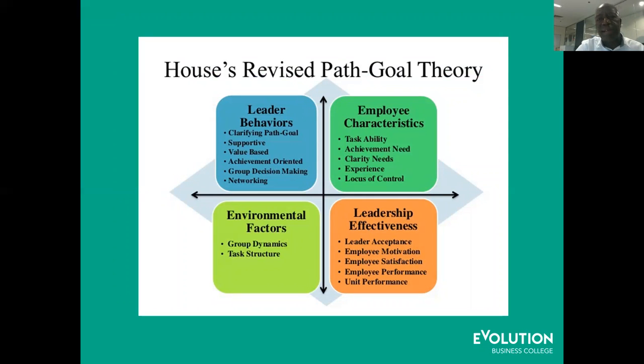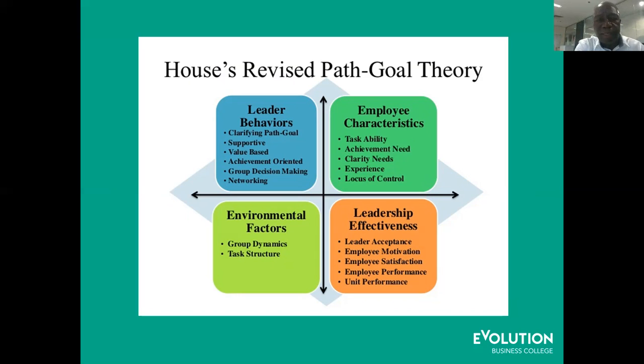And House's revised path-goal theory. Path-goal theory looks at leaders' behaviors and employee characteristics. If the leader is supportive, value-based, achievement-oriented, and uses group decision-making and networking, so if the leader has these qualities, it looks more at the value of the person and the value of the work, and values what his team does.